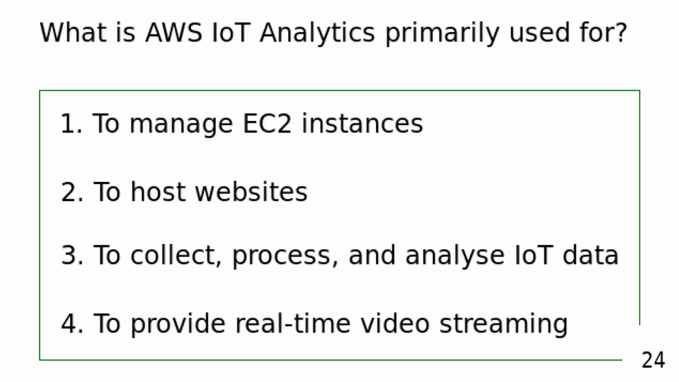What is AWS IoT Analytics primarily used for? To manage EC2 instances. To host websites. To collect, process, and analyze IoT data. To provide real-time video streaming.